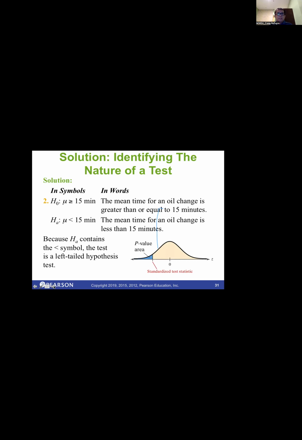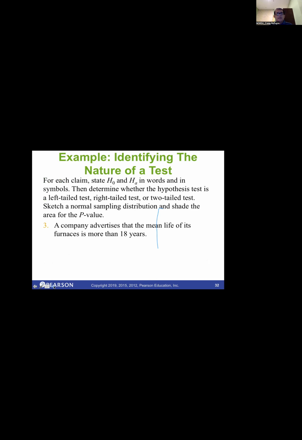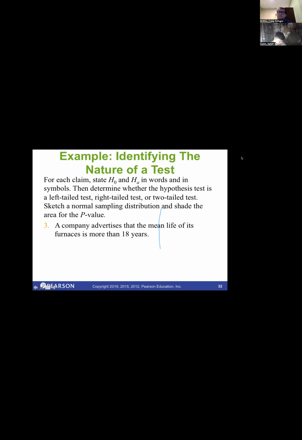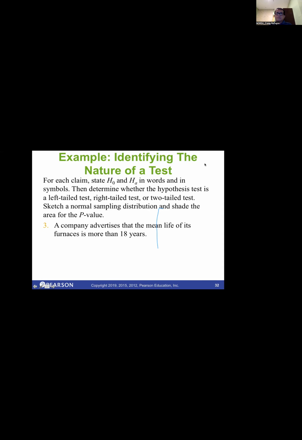Then the third example is all about a company that advertises that the mean life of its furnaces is more than 18 years. So in the previous slides, we have formulated already the null and then the alternative hypothesis.